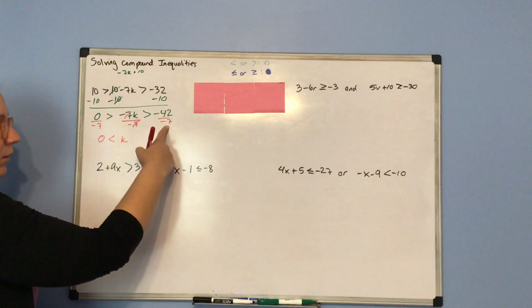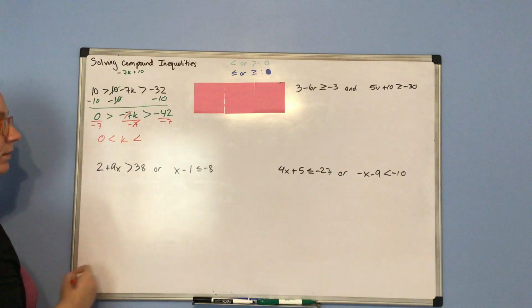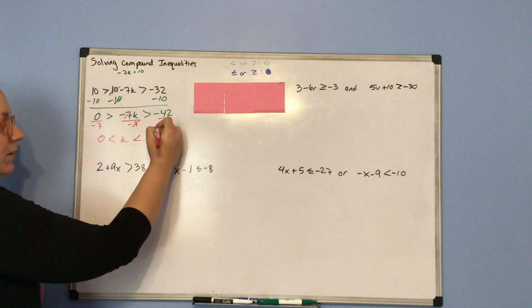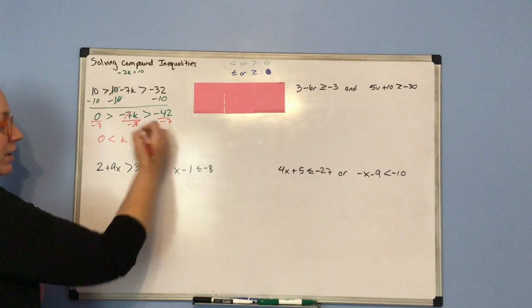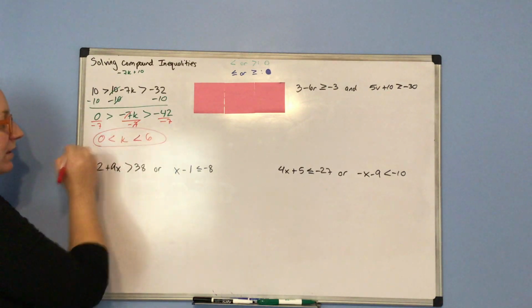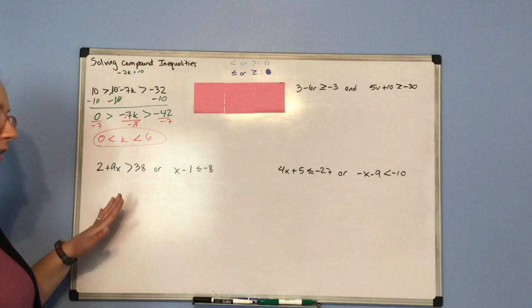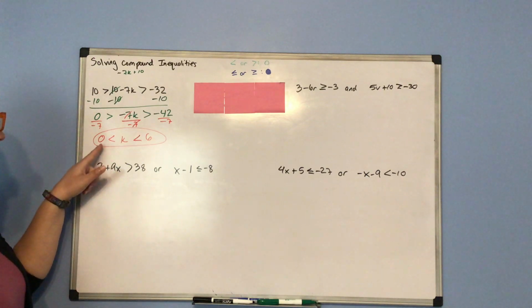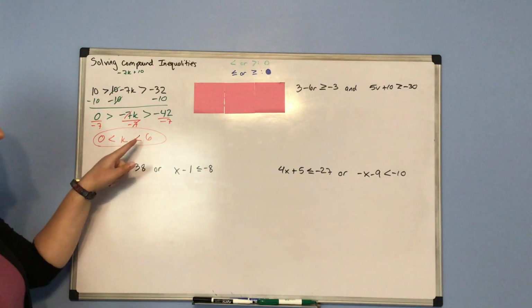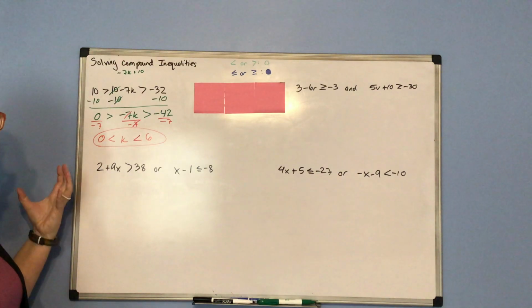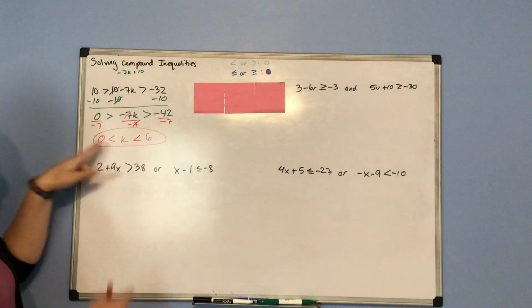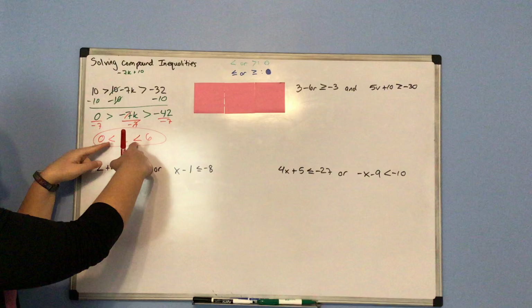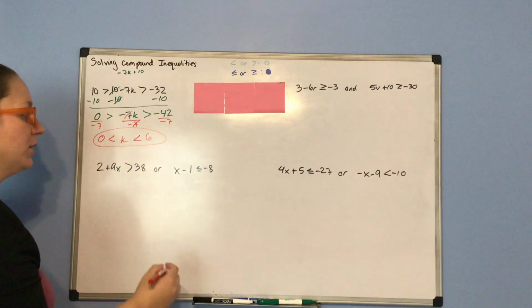This inequality sign also flips because I divided by a negative. And then negative 42 divided by negative 7 is positive 6. So this is our answer. You can read this a couple of different ways. You can say 0 is less than k, which is less than 6. Or you can think of this as k is between 0 and 6, but not including 0 and 6 because we don't have the equal to's.